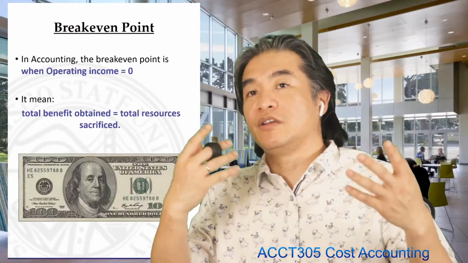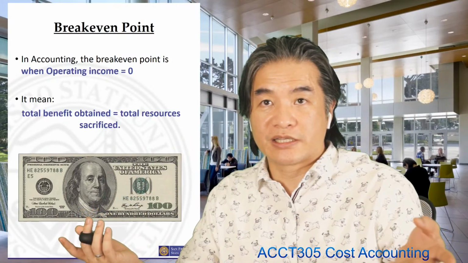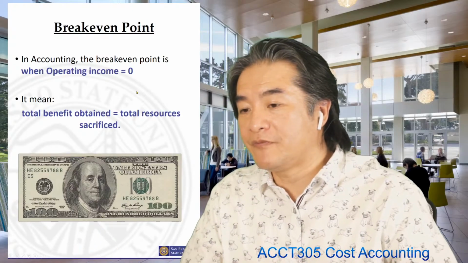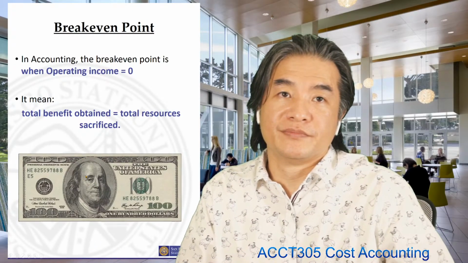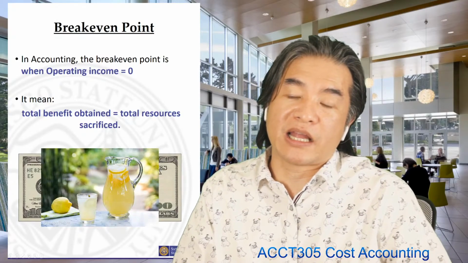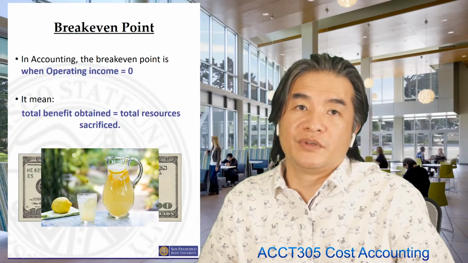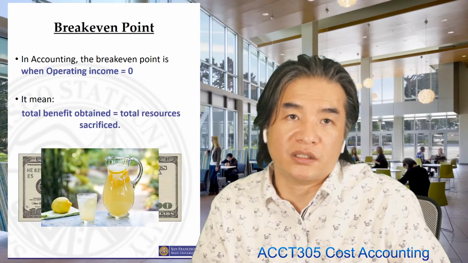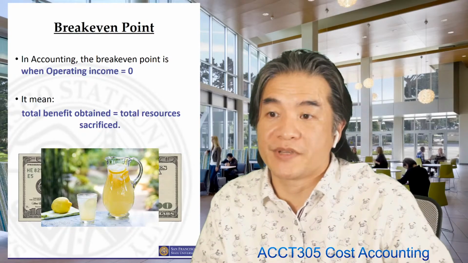Or we can think about it in terms of the lemonade example that we thought about last time, right? If the total benefit we received is $100, and everything that we put together to make that lemonade is also $100, then we have break even. We didn't make any money at all. That means break even. Okay? So that's okay? Yeah.